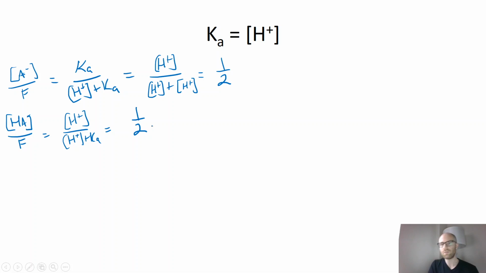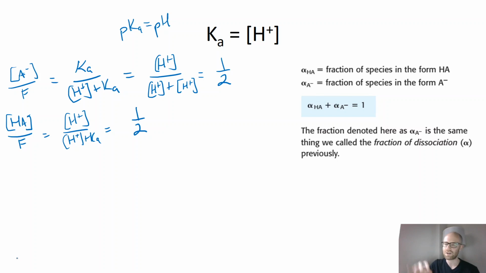But I feel like we knew that already, because when Ka equals H plus, that's a buffer. We know what happens when pKa equals pH. We've seen that before. But what this does open the door to is talking about how we're going to bring back the alpha that we saw before.